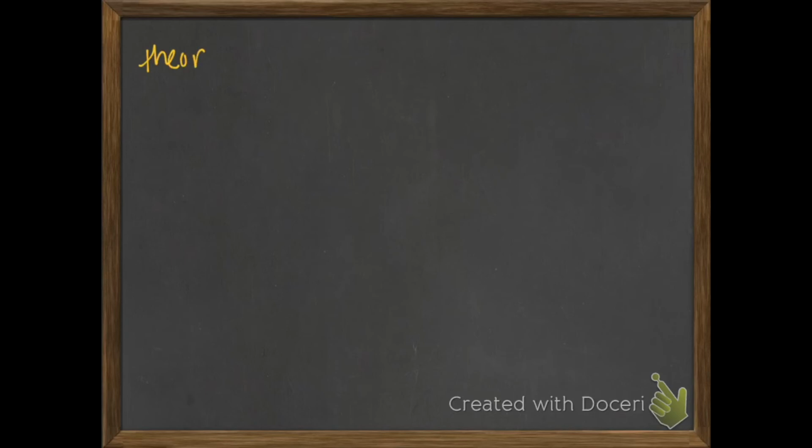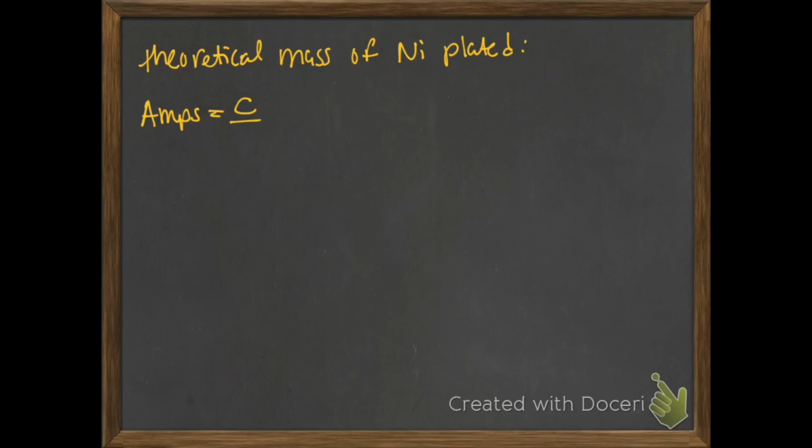And so this is for the calculation of the theoretical mass of nickel plated on the copper. So we're going to run our cell at a certain number of amps, between 0.4 and 0.5 amps. And an amp is equal to a coulomb of charge running through our cell per second. So we'll take that value of amps in coulombs per second, and we can multiply it by the time the cell was run in seconds to give us coulombs.